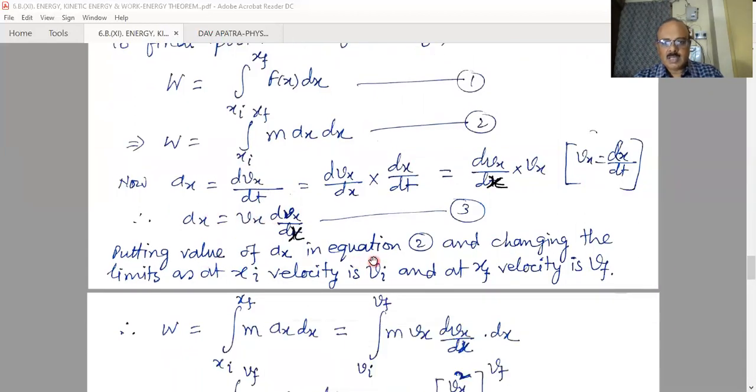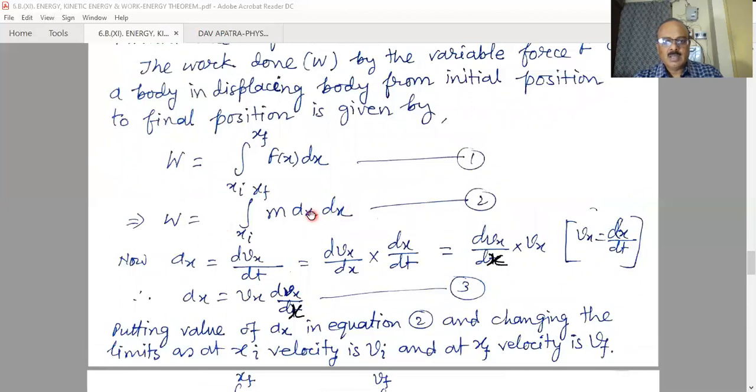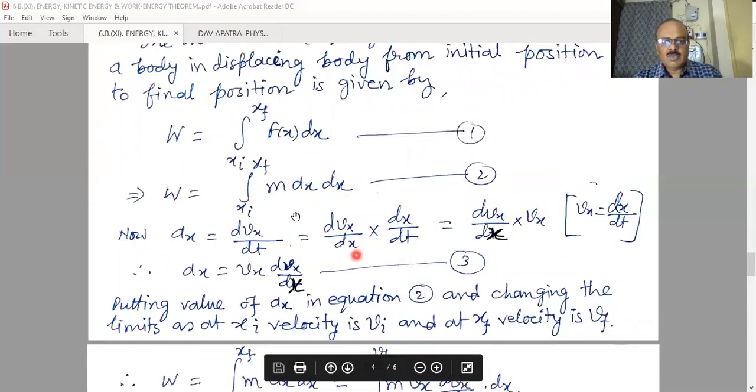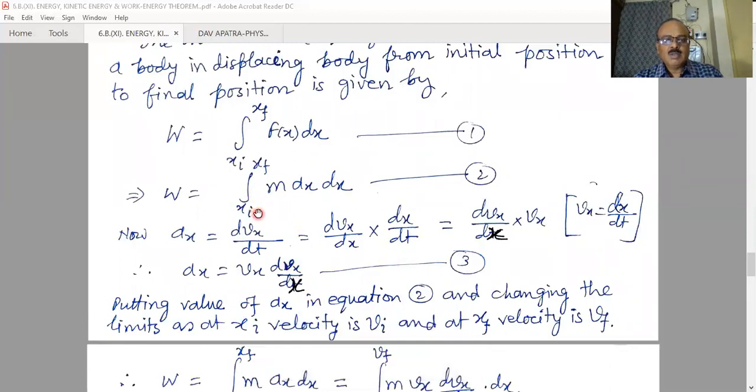Putting the value of ax in equation 2, and changing the limits: when we take the variable v, then we have to take the limits of v in place of the limits of x.